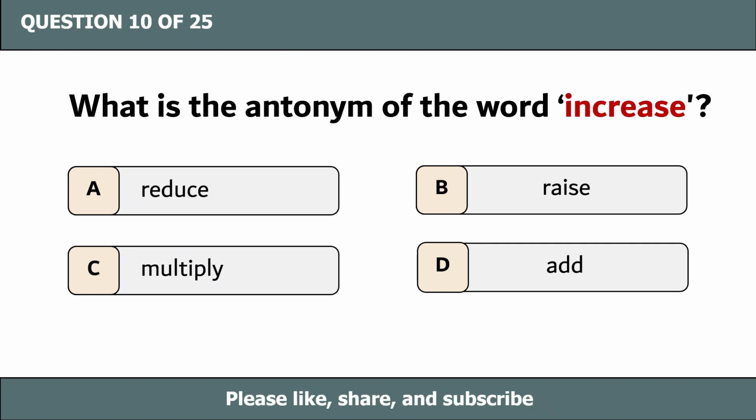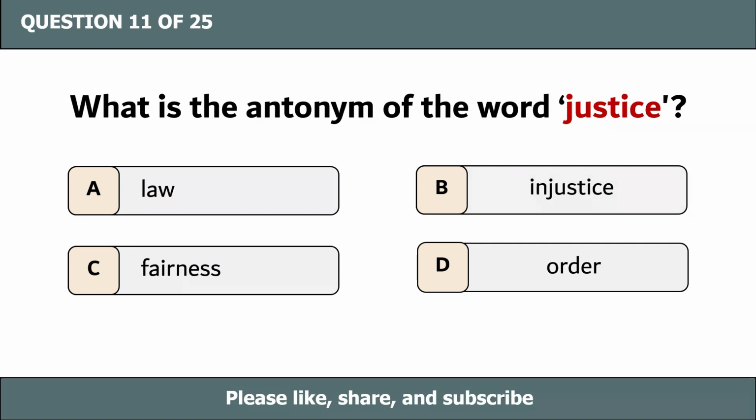Question 10. What is the antonym of the word increase? The correct option is A. Reduce. Question 11. What is the antonym of the word justice?